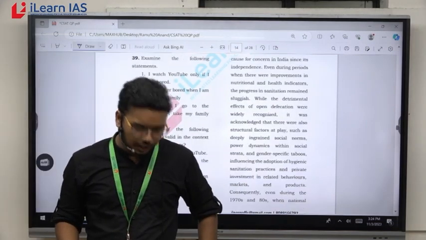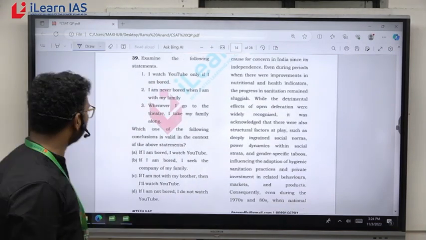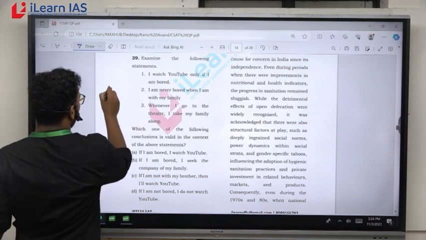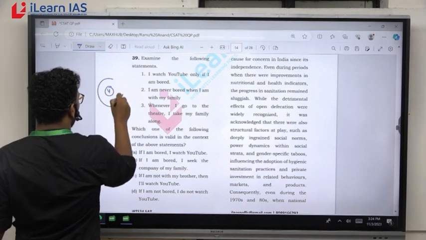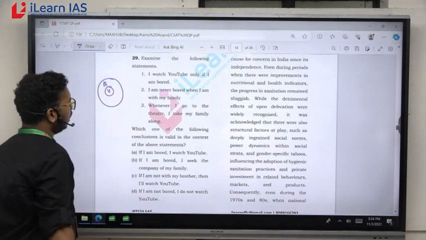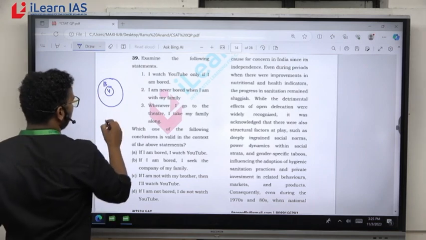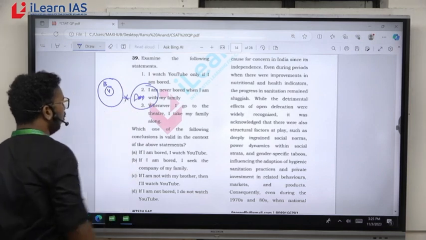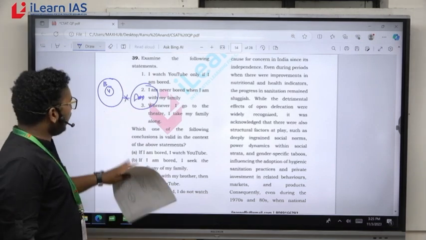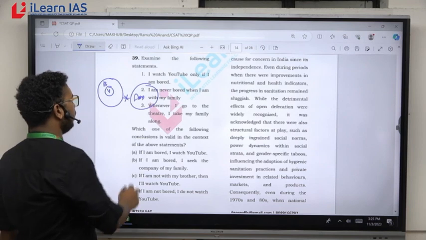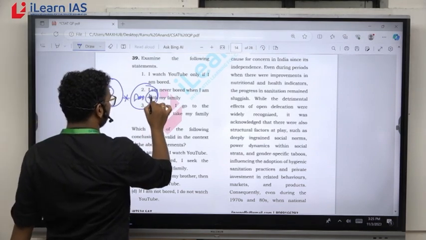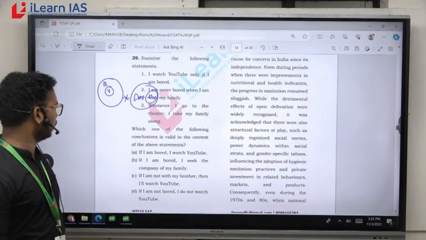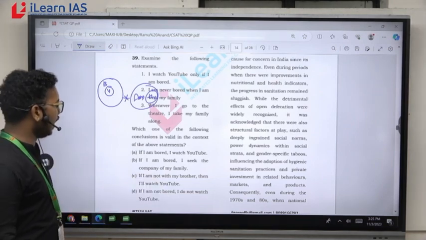Next. Let's take another question from syllogism. I watch YouTube only if I am bored. Now, I am never bored when I am with my family. No connection. Whenever I go to the theater, I take my family. Clear? Now, conclusion. If I am bored, I watch YouTube.